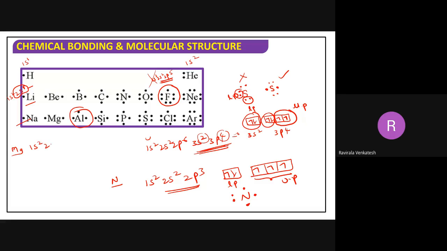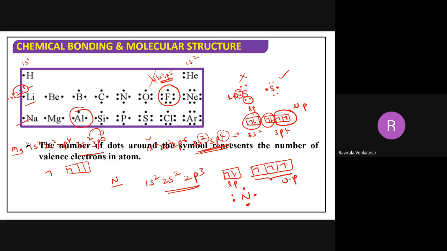Configuration is 1s2, 2s2, 2p6, 3s2, 3p0. Now, when they form bonding, what happens? One electron will jump here. So we get an electron here and an electron here like this. That is the reason you may show it like that also. So, this is about the symbols.